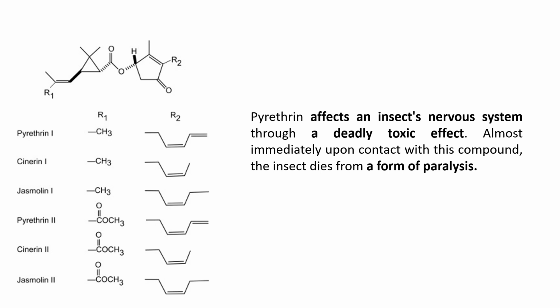Pyrethrin affects the insect's nervous system. It affects the nervous system through a deadly toxic effect. Almost immediately upon contact with the compound, the insect dies from a form of paralysis, so the insect dies very fast by pyrethrum.